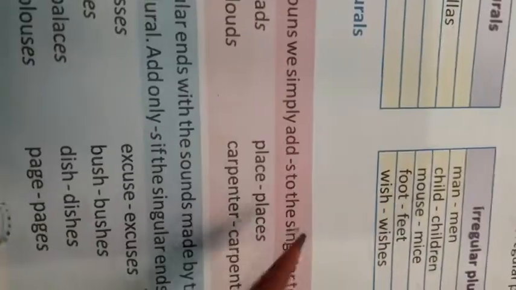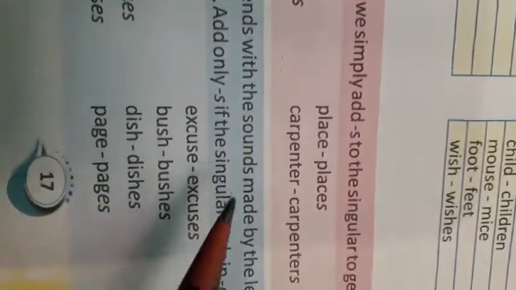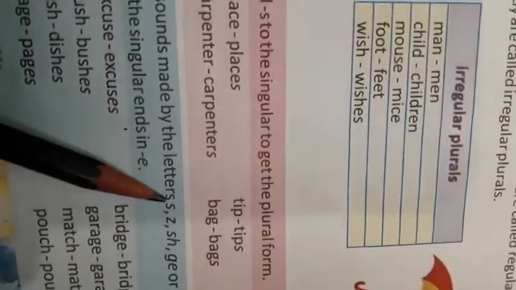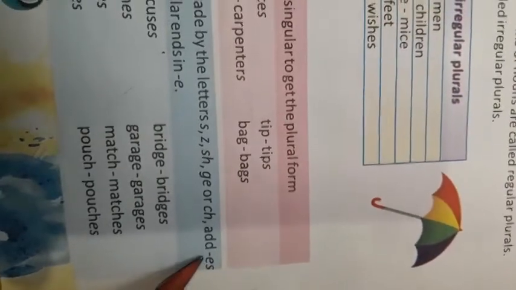You can see here, now rules for making the plurals. With most nouns, simply add s to the singular to get the plural form. As you have seen, there are many words where we add only s or es to make the plurals. And where we add es, just see. When a singular ends with the sounds made by the letters s, z, sh, ge or ch, then what we have to add there is es.